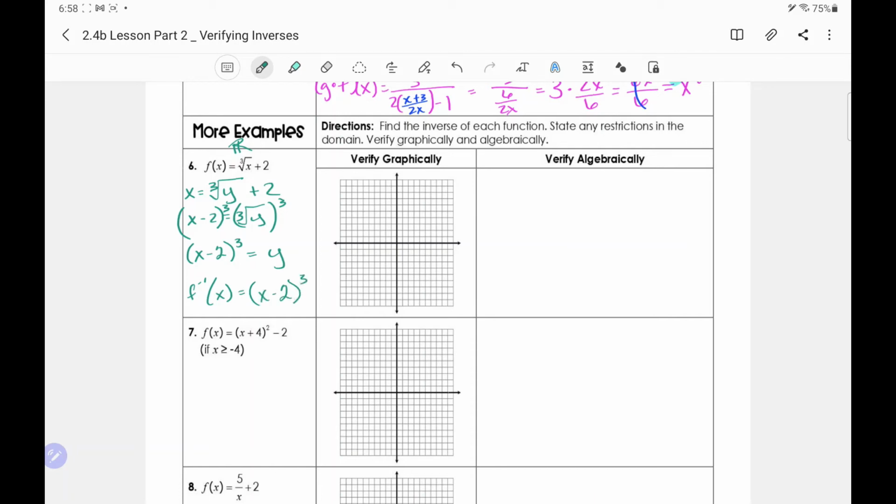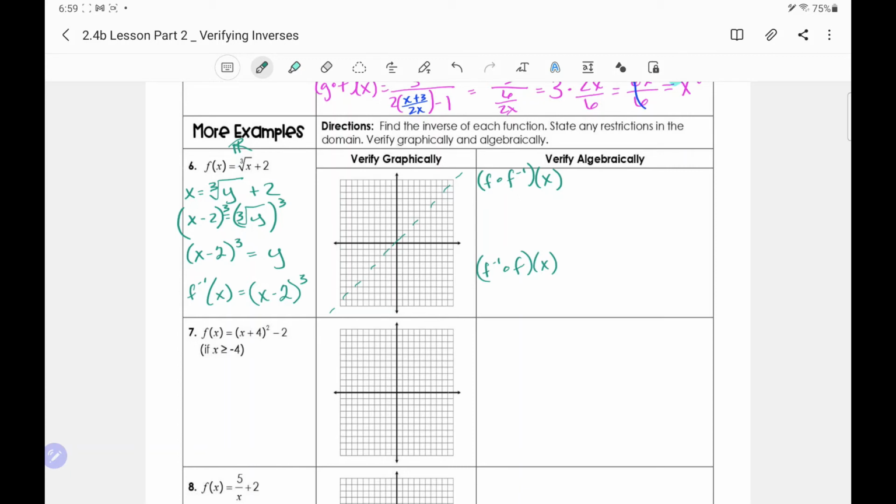Now what we need to do is go ahead and graph them here. Remember, we're going to graph them and make sure, does the graph reflect over this line that I've just drawn in a green dotted line. And then we're also going to do f of the inverse of x, and then we're also going to do f inverse of f of x. You're going to do both of those and simplify them and see if you get x. So I've given you a moment here.